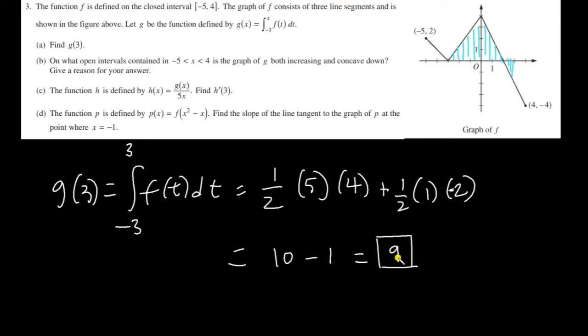Okay, this was a 1-point question, 1 point for the correct answer. On what open intervals contained in -5 to 4 is the graph of g both increasing and concave down? Give a reason for your answer. Okay, so let's think about what it means when a graph is increasing and when a graph is concave down. We'll start with increasing.